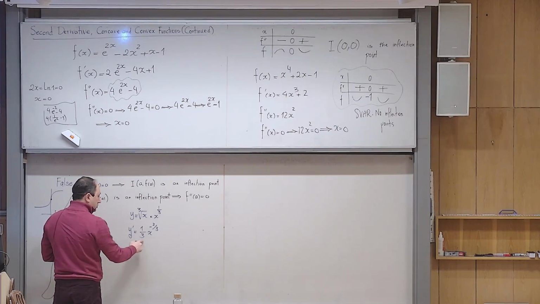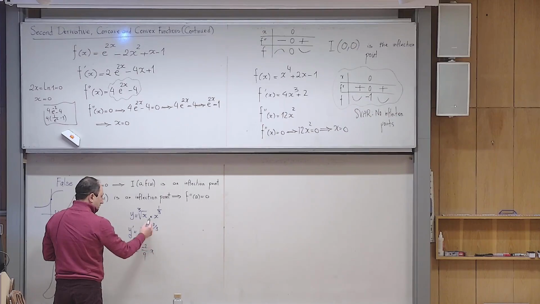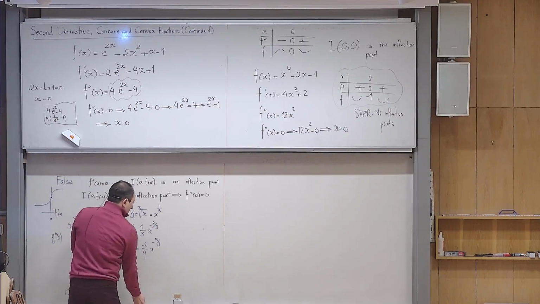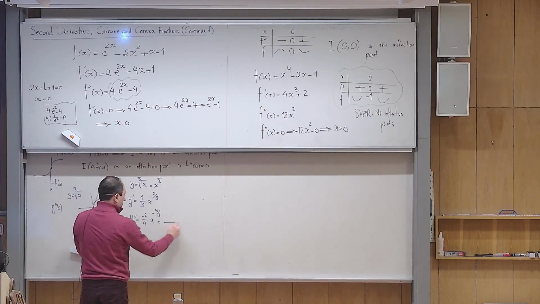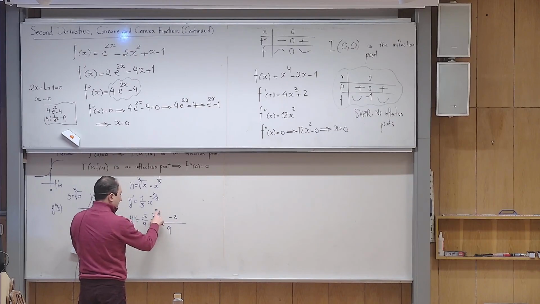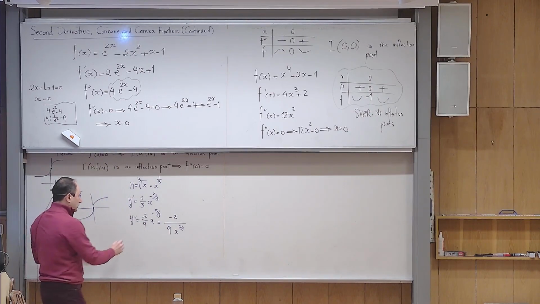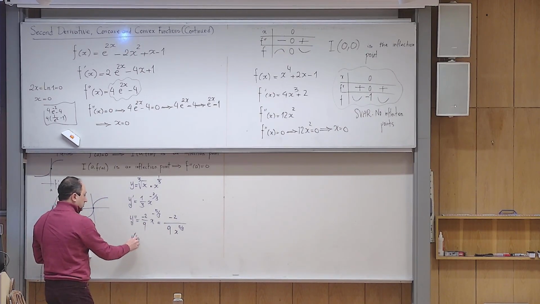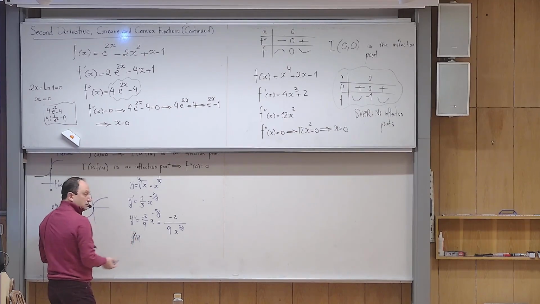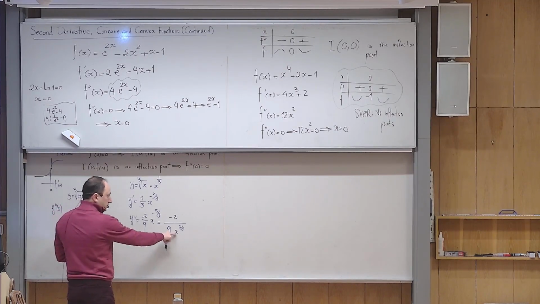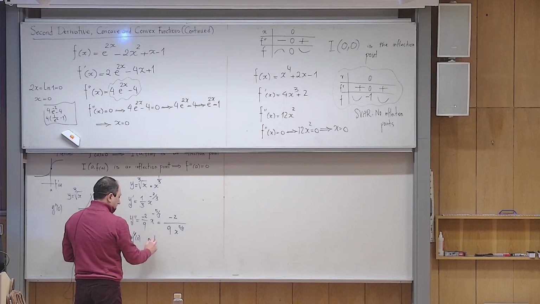Minus 2/3 goes down, it becomes minus 2, 3 times 3 is 9, x to the power of minus 5 over 3. And if I want to write it a little bit simpler, I put minus 2 in the numerator, I put 9 in the denominator, I bring it with me to the denominator and make it positive. Now look, if I ask you what is f double prime at 0, it is not defined because you cannot put 0 here, not defined.